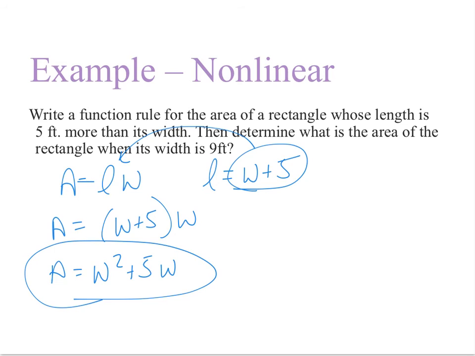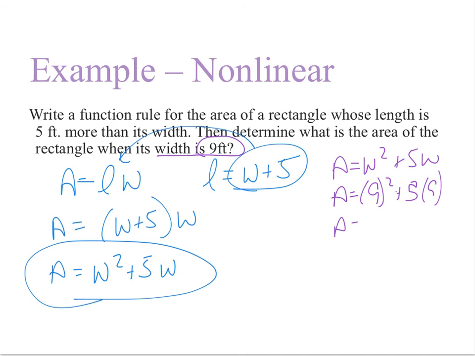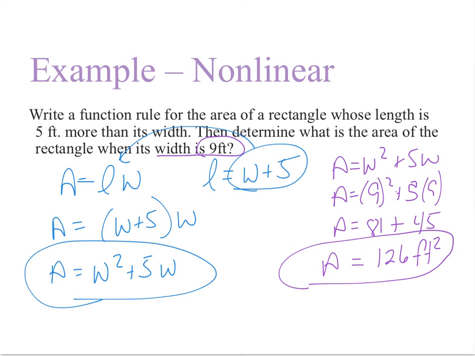Now I want to know what is the area when the width is 9. So I'm going to take my formula, my function rule, and wherever there's a w, I'm going to put in 9. That's a 5. So area is going to equal 81, that's 9 squared, plus 5 times 9 is 45. Add them together, and we get 126, and it's feet, so it's feet squared. So the area of the rectangle is 126 feet squared.